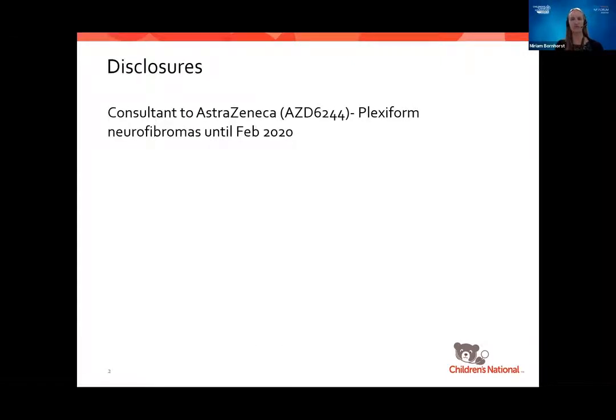I do have to briefly disclose I was a consultant for AstraZeneca until February of 2020, primarily talking about plexiform neurofibromas and the approval of this particular medication, but I'm not doing that anymore.